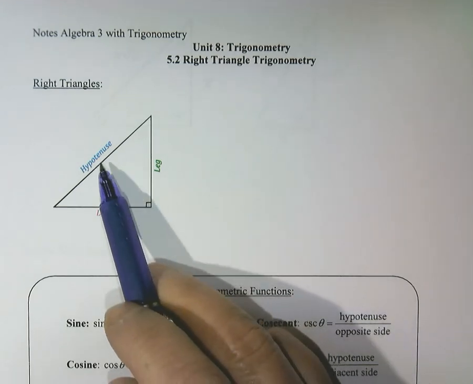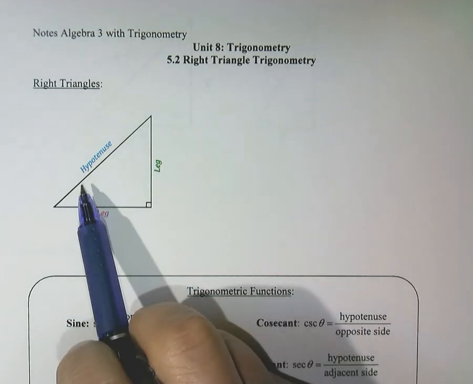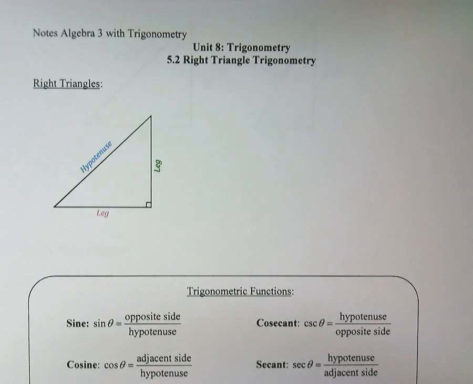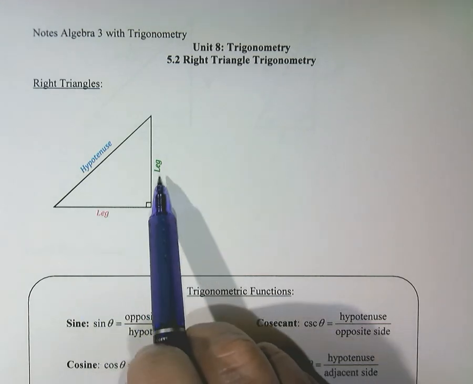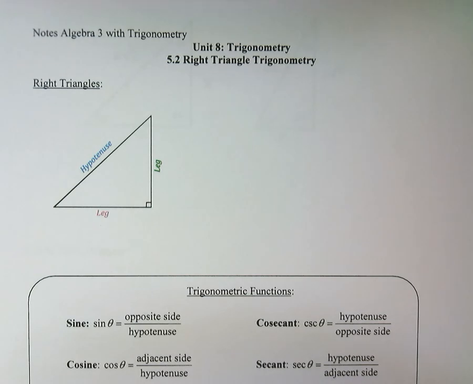The side opposite that 90 degrees is always the hypotenuse. That never changes. The hypotenuse is always the largest side. For the two legs, it doesn't matter which one you call A and which one you call B when you're doing the Pythagorean theorem: leg squared plus leg squared equals hypotenuse squared, or A squared plus B squared equals C squared. But if we're going to use this in trigonometry, we need to identify which leg we're talking about.